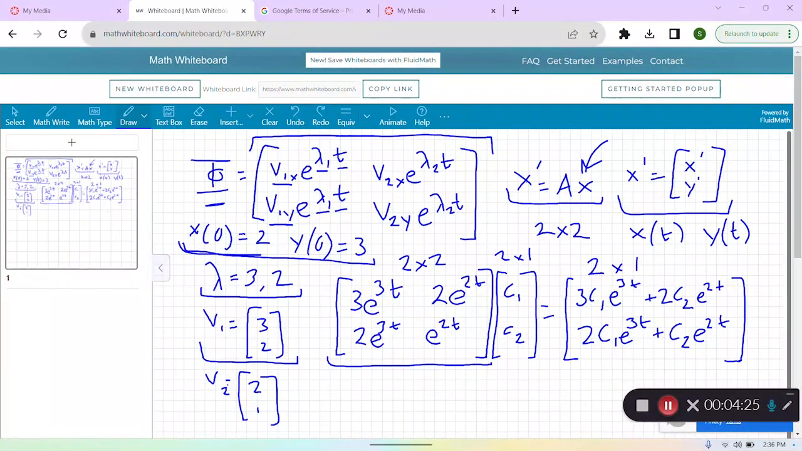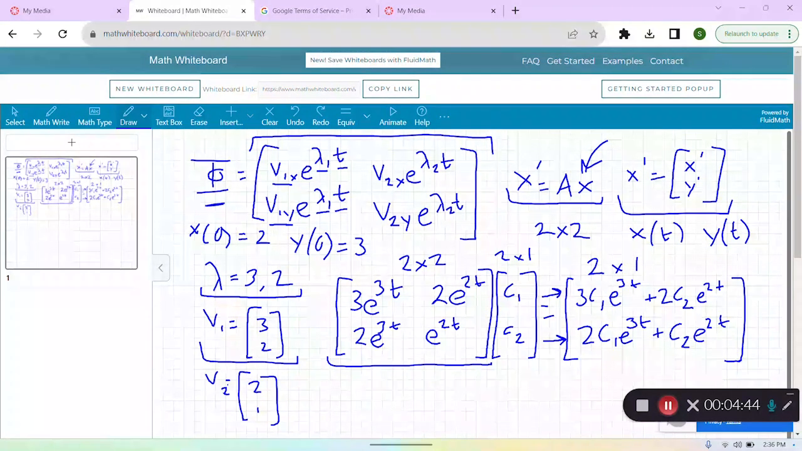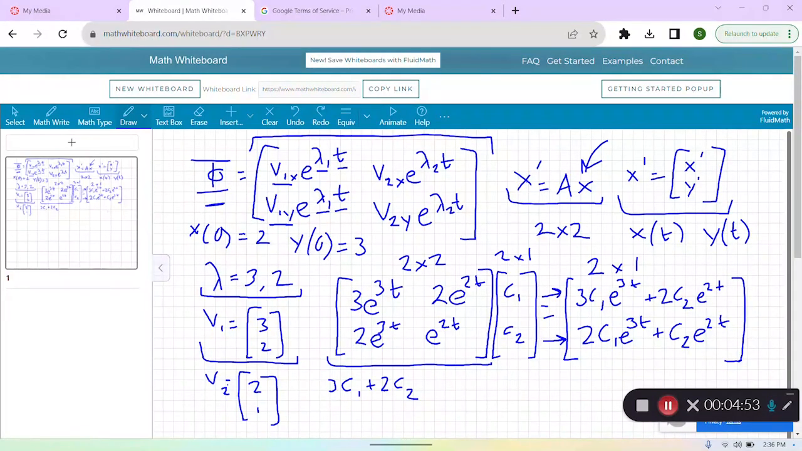So we use right here our x of 0. We're going to plug in 0 for t into our x equation. This right here, our first row is our x equation, our second row is our y equation. So we're going to substitute in 0 for t and solve for C1 and C2. So we're going to get 3c1 plus 2c2, because as we substitute 0 for t, our e term just goes to 1, is equal to 2. Then I get 2c1 plus c2 is equal to 3.